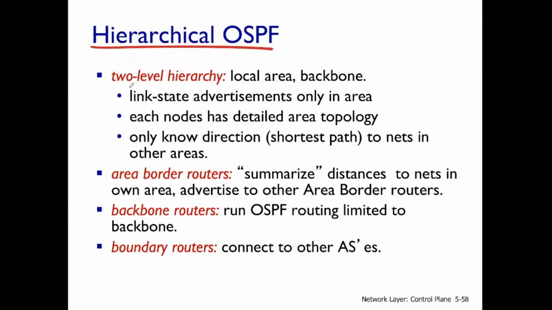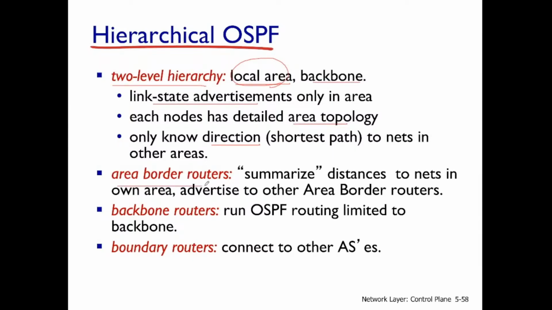So this slide is pretty much repeating what I was just saying. In the example, we have two levels of hierarchy. At the lower level, we have these local areas, and at the higher level, the backbone. Inside each local area, the link state advertisements only travel within the area. The link advertisements for the backbone network travel only within the backbone. Each node in each area knows the entire area's topology, and a node inside an area only knows the direction to the area border routers in case the destination is outside of the area.